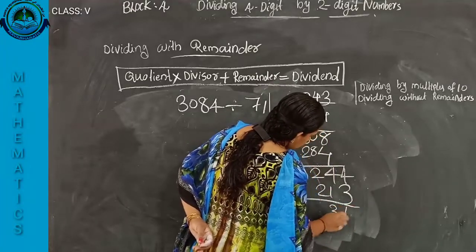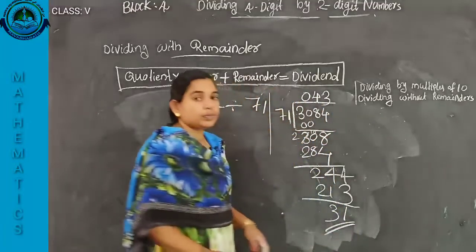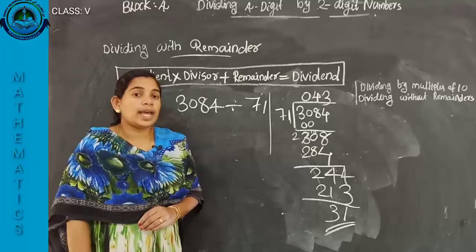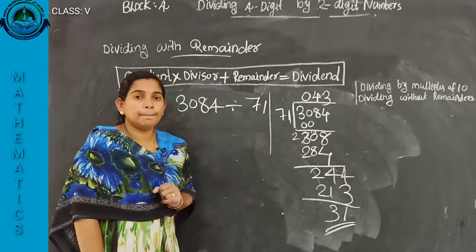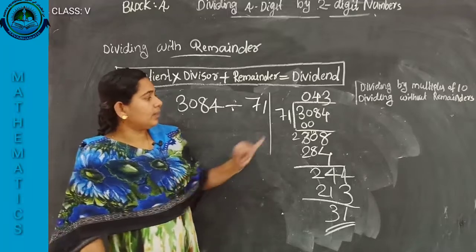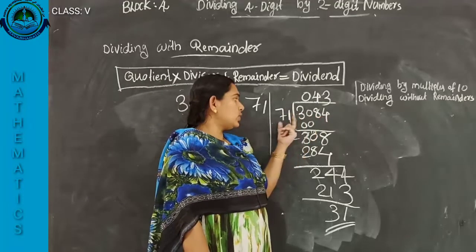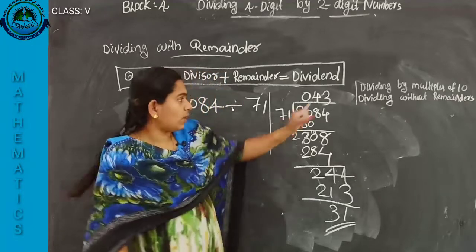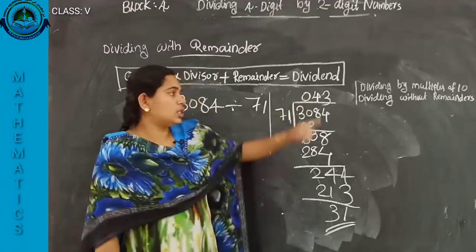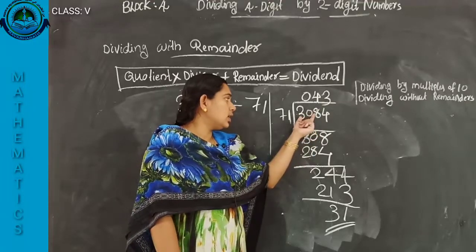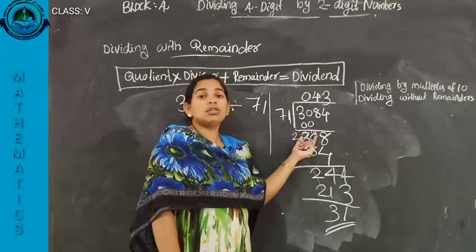Okay, look here. Your answer and my answer are the same. Check your answers. I want to explain here. Okay, in 30, we are choosing a 2-digit number. In 30, how many 71s are there? No 71. So we choose 0 here. 0 into 71, 0. So subtracting, 30 minus 0, 30.